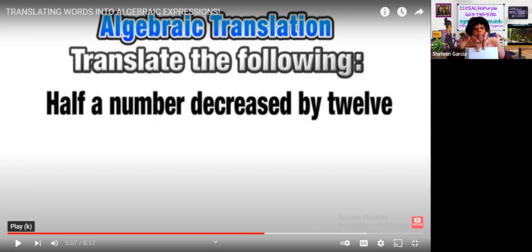Here's my pizza pie. I'm cutting it in half. How many people can I share with if I only cut it in half? Yes. So half of a number decreased by 12. Now what do I have to do? So it's x divided by 2, decreased by 12. What does that look like?